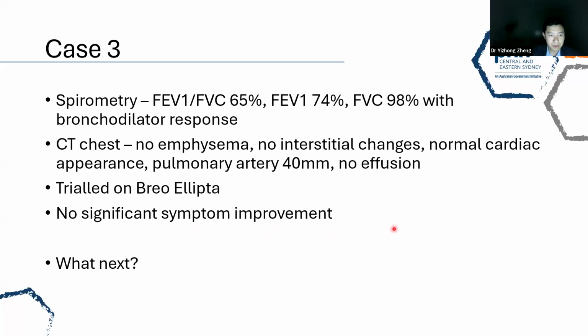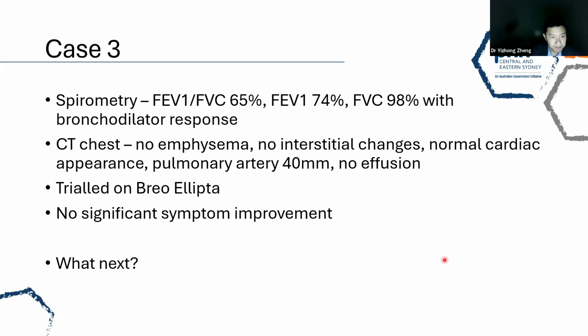And they go on to have a spirometry. You have a reduced FEV1 to FVC ratio of 65%, normal FVC with evidence of bronchodilator response. Their CT chest showed no interstitial changes or emphysema, normal cardiac appearance, but increased pulmonary artery diameter. They were trialed on Briolipta, however, no symptomatic improvement.